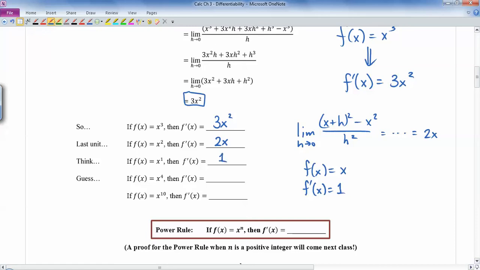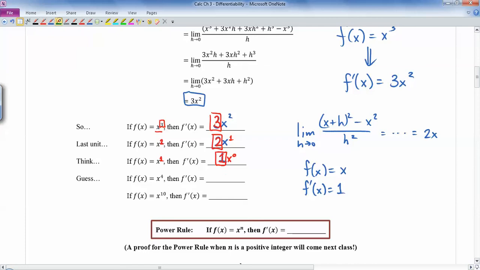All right, now let me show you a little bit here. This is 3x squared. Another way of writing 2x would be 2x to the first. This is the same thing as saying 1x to the 0. So you might be able to see a pattern here. If you have x cubed, you end up with 3x squared. Notice this power right here is the same as the number in front for its derivative.